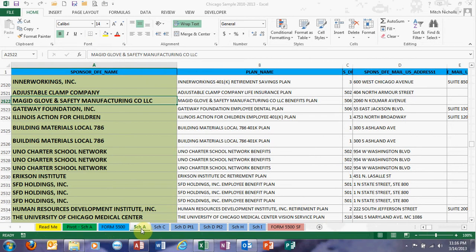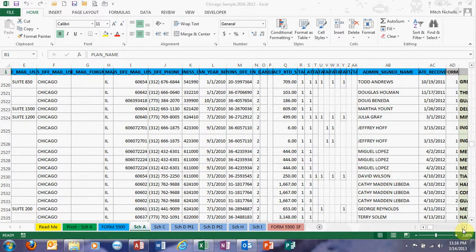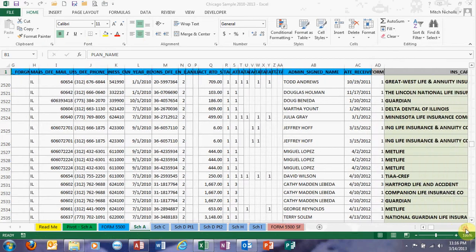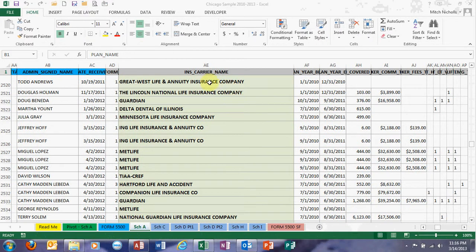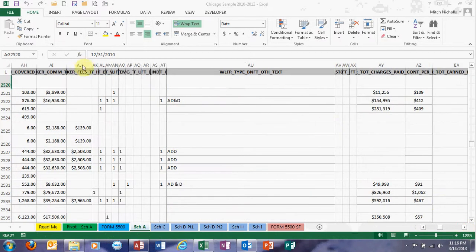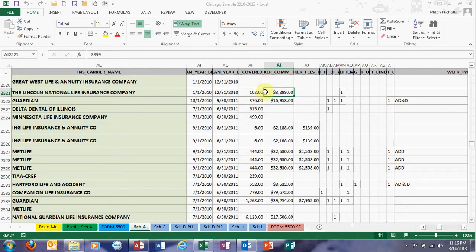And you'll see that consistent, so when we go to Schedule A, you'll see the blue column headings at the top. That again is the first two pages of the 5500 form, and as we scroll across, we'll get into the actual Schedule A information that goes along with the 5500 form. So the name of the carrier, the plan years through here. I know you can't really read the column headings, but as you get into it here, you'll understand a little bit more. The broker, how much the broker got paid here, the total amount of commission, the covered lives.